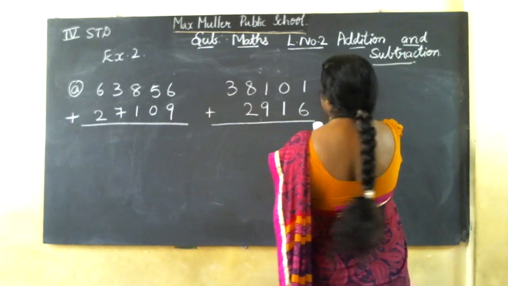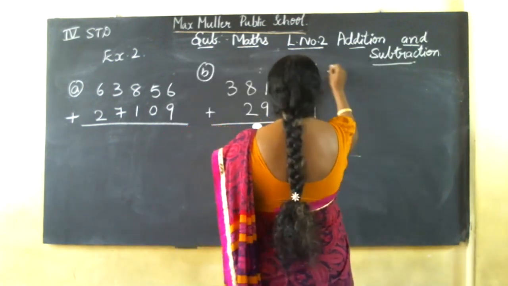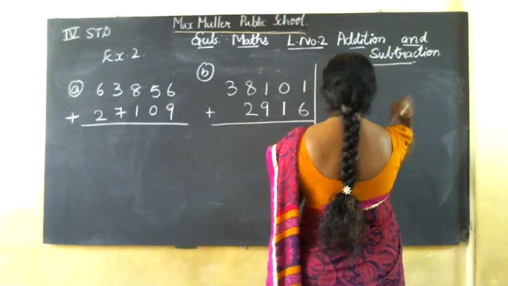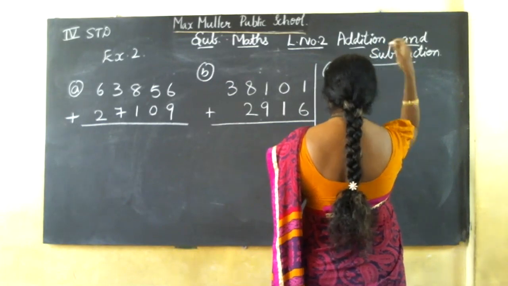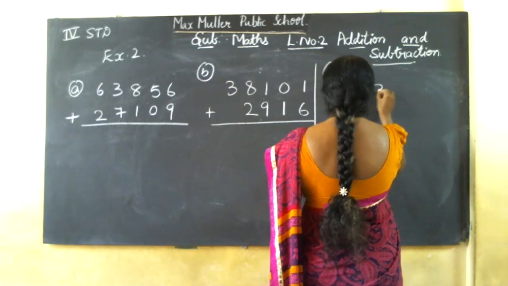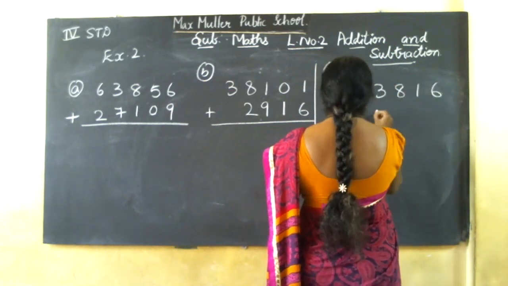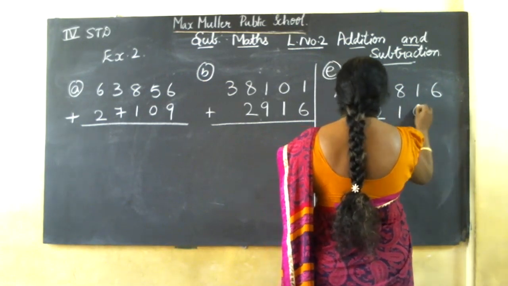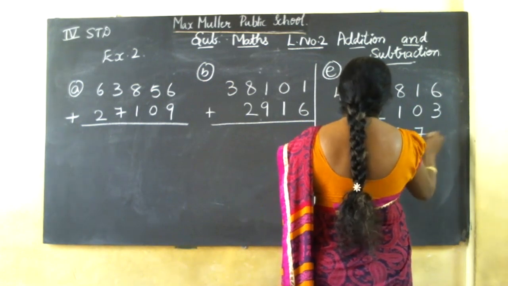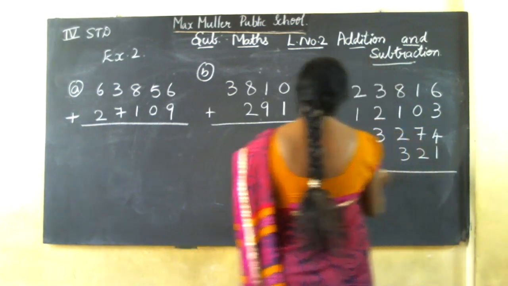Last one I'll do E. E1 I'll do, children. This is B sum. Here I'll do E sum. The others you should do yourselves. A 6 digit number is also there, it's okay, E1 I'll do. See here, 4, 2, 3, 8, 1, 6. Next is 1, 2, 1, 0, 3. 3, 2, 7, 4. 3, 2, 1.